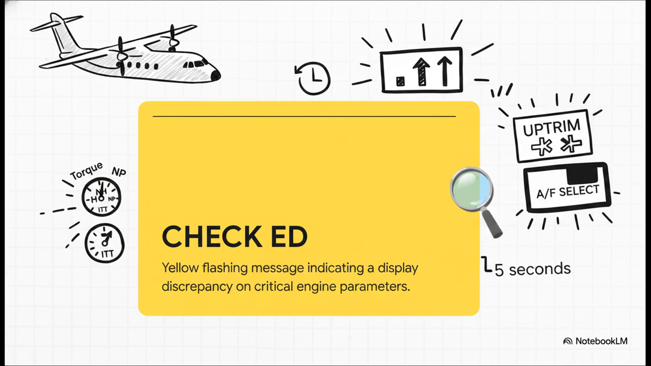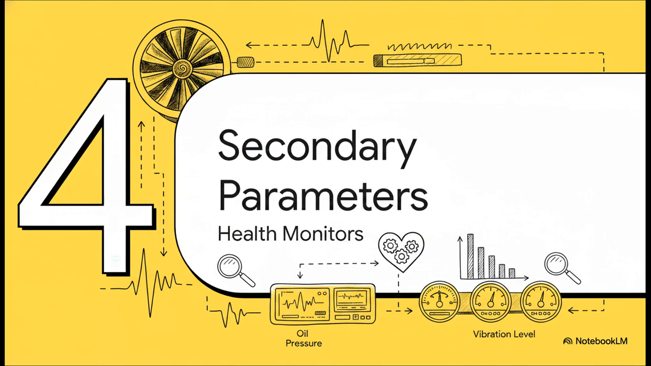What's your takeaway here? Flash for 5. Both the UP trim and check ED alerts give you a very deliberate 5-second visual wake-up call. Section 4, Secondary Engine Parameters. Continuing our visual flow down the screen, we arrive at the secondary parameters. These are absolutely vital for your engine health monitoring.